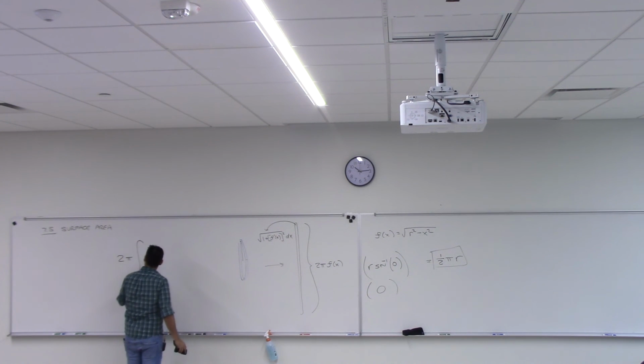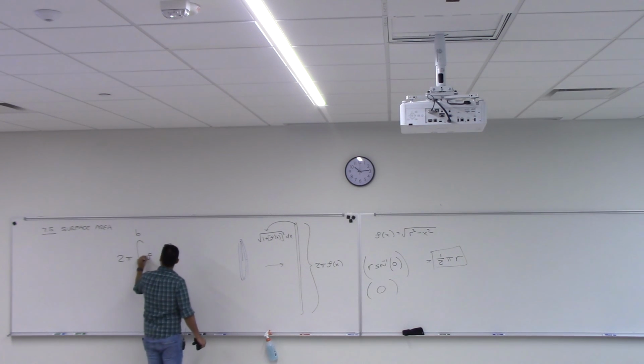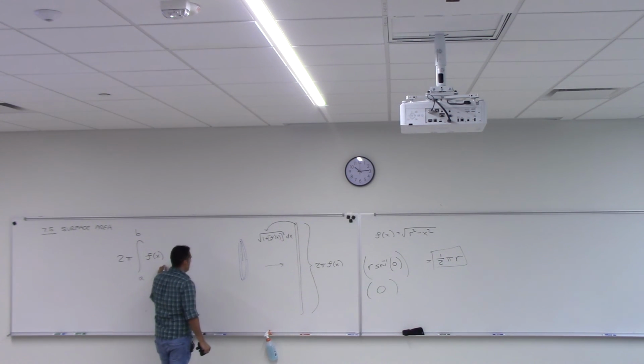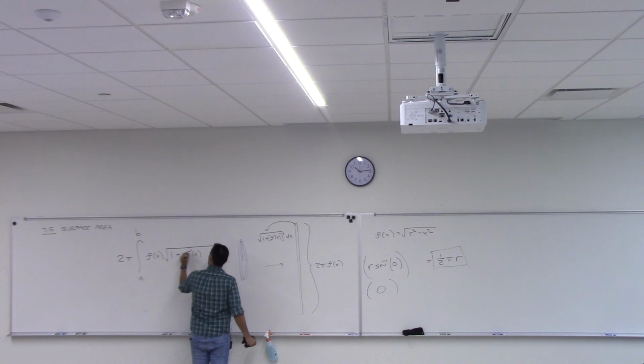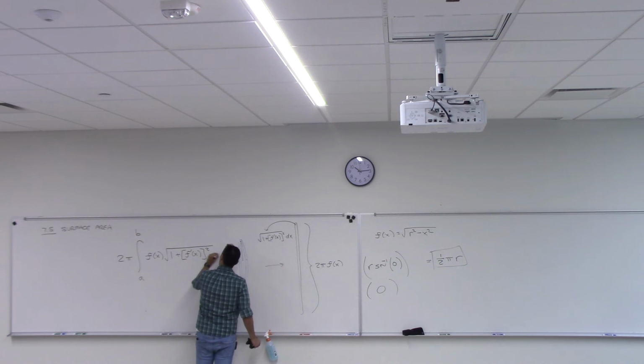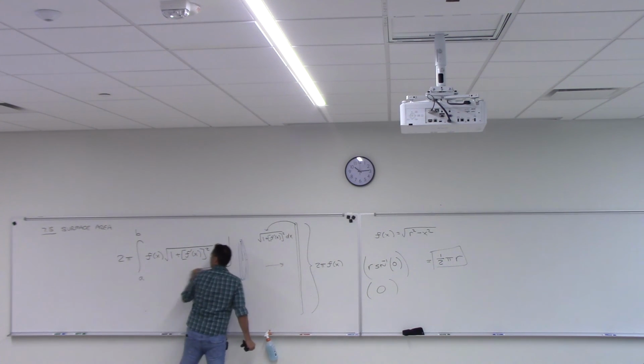We're still going to go from a to b. And then it's going to be the f of x, and then the square root of 1 plus f prime of x squared, dx. That's our formula.